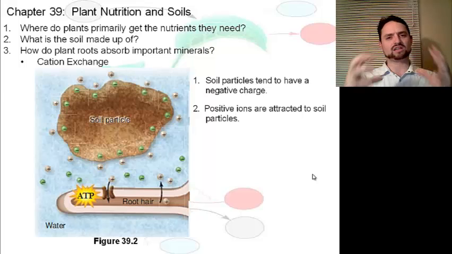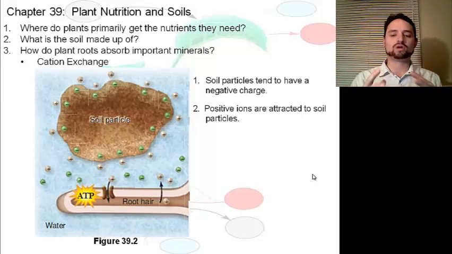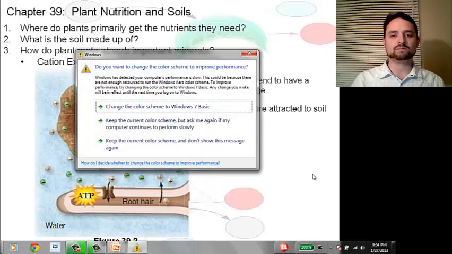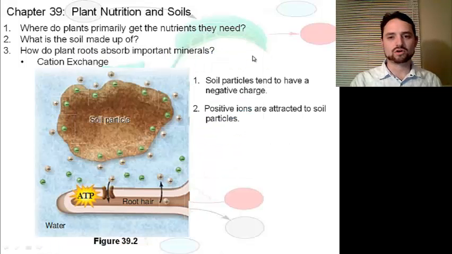Now, you want there to be a lot of space and aeration in the soil as well. If the soil gets too compacted, then you don't get this cation exchange very well. Sorry about that, guys. So you want there to be some space here. You want there to be an ability for these positive ions to be attracted to the soil.